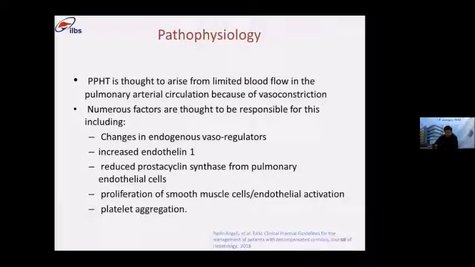So portopulmonary hypertension is thought to arise from limited blood flow in the pulmonary arterial circulation because of vasoconstriction. There are numerous factors responsible for this limited flow. One is changes in endogenous vasoregulators, so increased levels of endothelins, reduced prostacyclin synthesis from pulmonary endothelial cells, which induces proliferation of smooth muscle cells, endothelial cell activation, and also platelet aggregation.